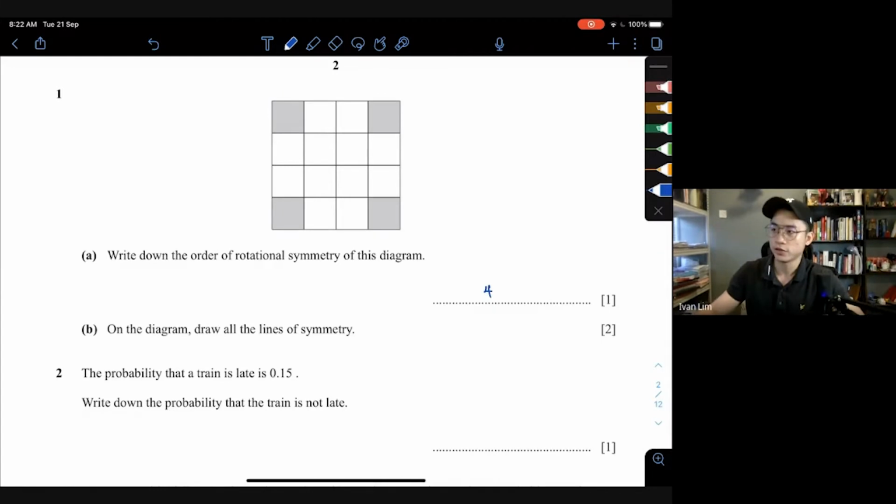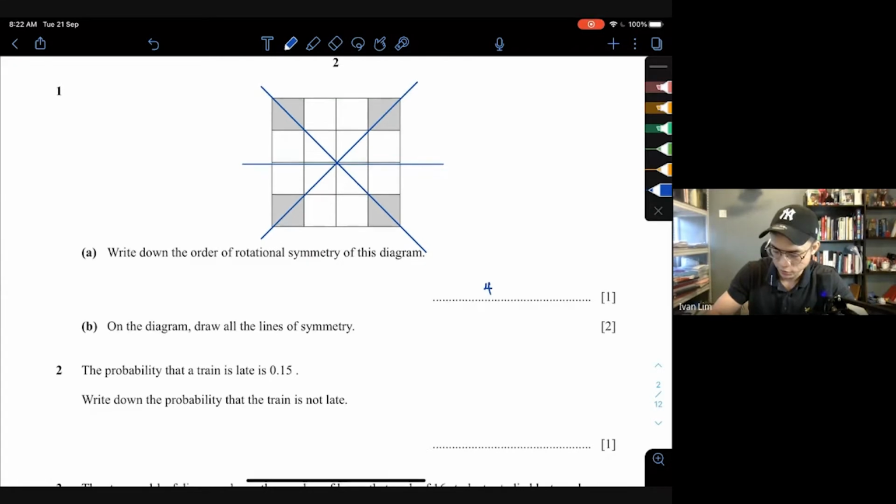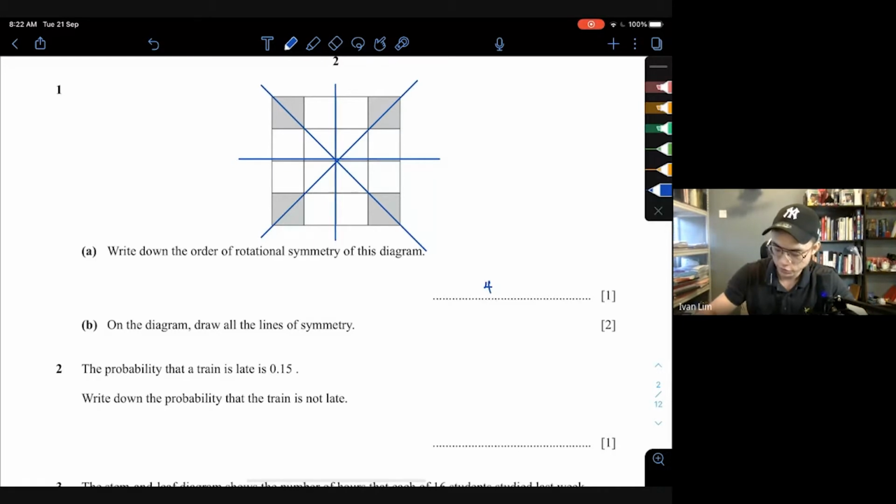So you can rotate it 4 times. Draw all lines of symmetry. So this is a 2-mark question. Your line of symmetry will be here, here. I cannot draw that nicely, but y'all get the idea. Here. Oops. Right in the middle. And here. Have these 4 lines. You get the 2 marks.